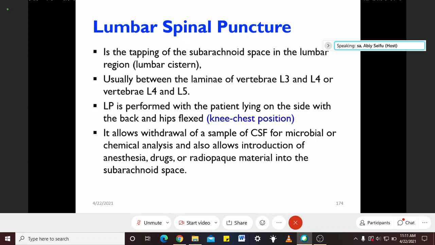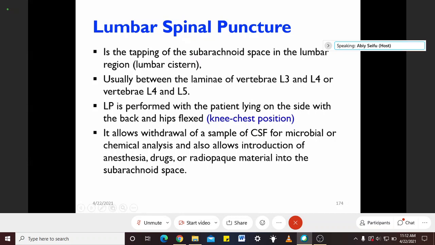Now the other topic is lumbar puncture. Lumbar puncture means tapping of the subarachnoid space in the lumbar region, which is used for diagnostic purposes or for medication, to introduce anesthesia or drugs, or radiopaque materials, into the subarachnoid space by lumbar puncture.